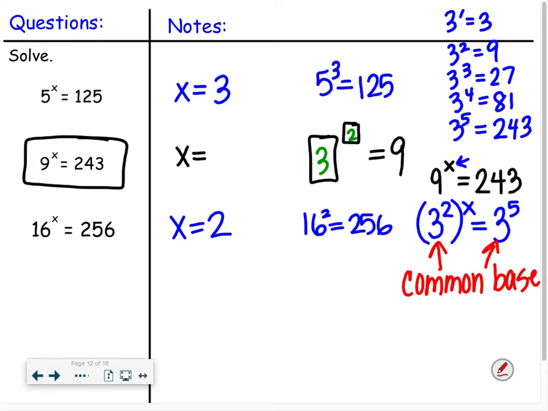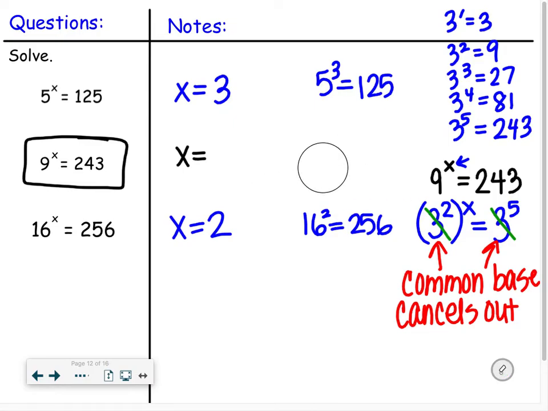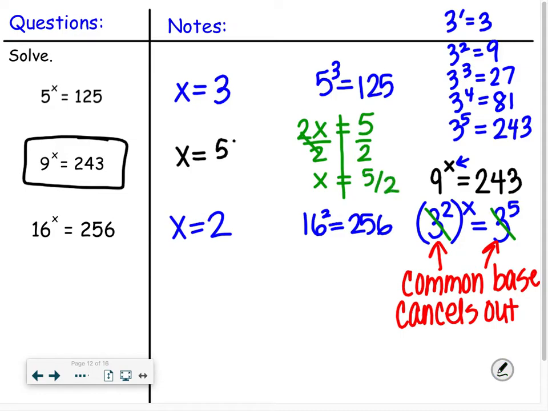If I can write them with a common base, that common base is going to cancel out. So if we write them with a common base, we can cancel out those common bases and then just set the exponents equal to each other. So I'm going to erase this, and I'm going to set the exponents equal to each other. 2x equals 5. And then solve my equation, and x equals 5 halves. So x equals 5 halves is my answer.